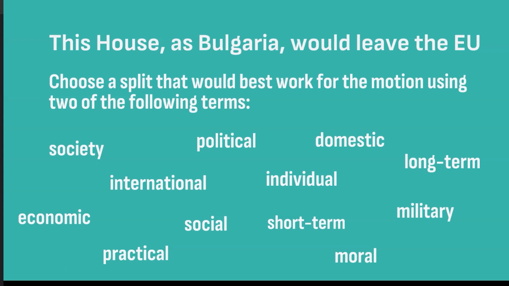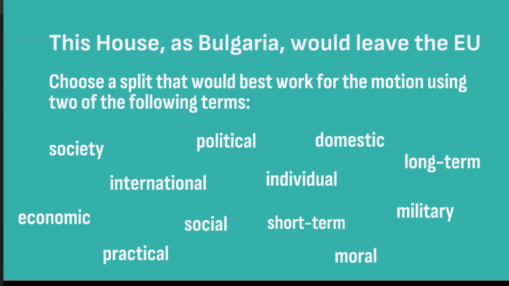Yes, Coco? I think that economic and political might be there. Okay. Yeah, for example, a split could be economic and political. We can focus on the first part, for example, the economic reason why Bulgaria would be better off if it's not a part of the EU, and then some of the political, such as the current state of the EU and things like Brexit, and consider them.